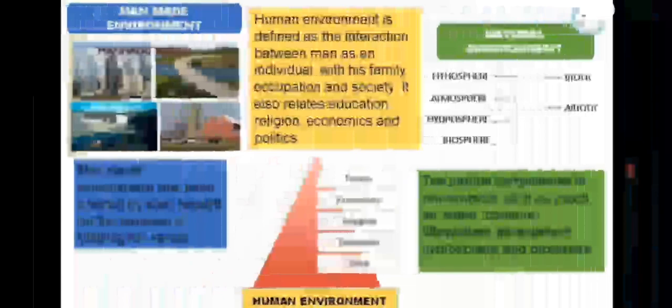Human environment. Human environment is defined as the interaction between man as an individual with his family, occupation, and society, and also various economic activities and political and education activities. Man-made environment. Man-made environment has been created by man himself for the purpose of fulfilling his needs and to make his life more convenient and easy. That is, buildings, transport, parks, industry, monuments, etc.